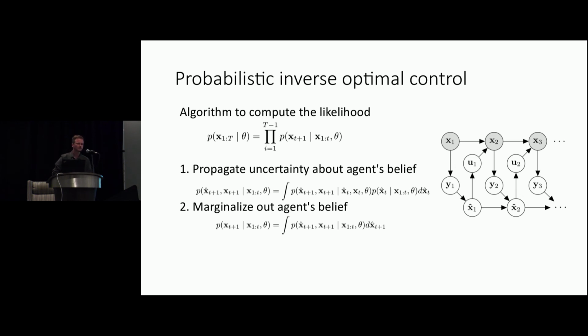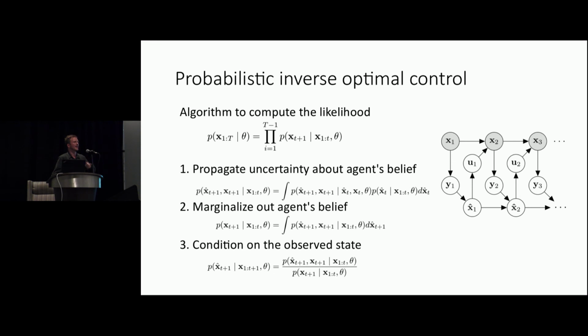The second step is that, once we have this distribution, we marginalize out the agent's belief, and this gets us the contribution to the likelihood function at this particular time step. So this is the distribution of the next state given all of the previous states that we have observed so far. And the third step is that we condition on the observed state to arrive at this distribution over the next estimate given all of the behavior we have observed so far. So this is our belief tracking distribution for the next time step that we can then again use in the first step of the algorithm.